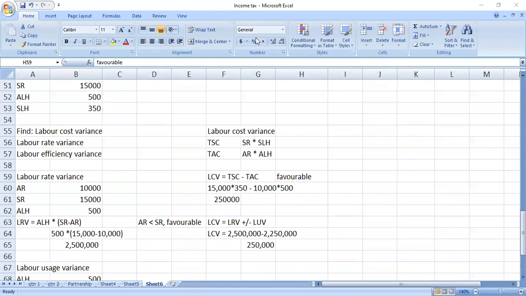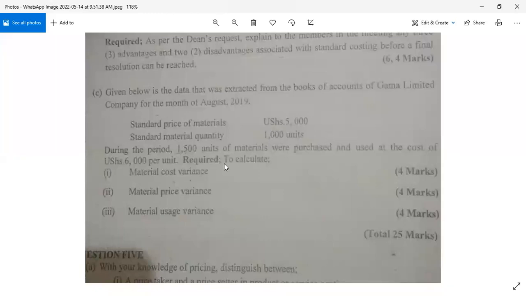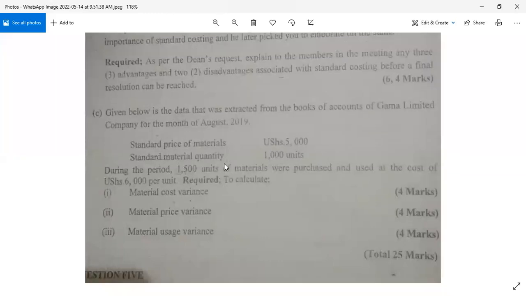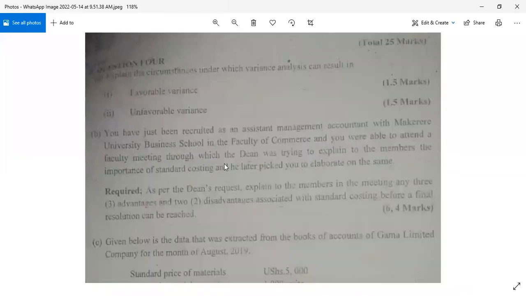maybe if I share the question I have, I can look at this 25-mark question, what they were asking about everything. They said, question 4, explain, I hope you can see it because I don't have a brighter picture. Explain the circumstances under which variance analysis can result in favorable variance and unfavorable variance. We have talked about those.